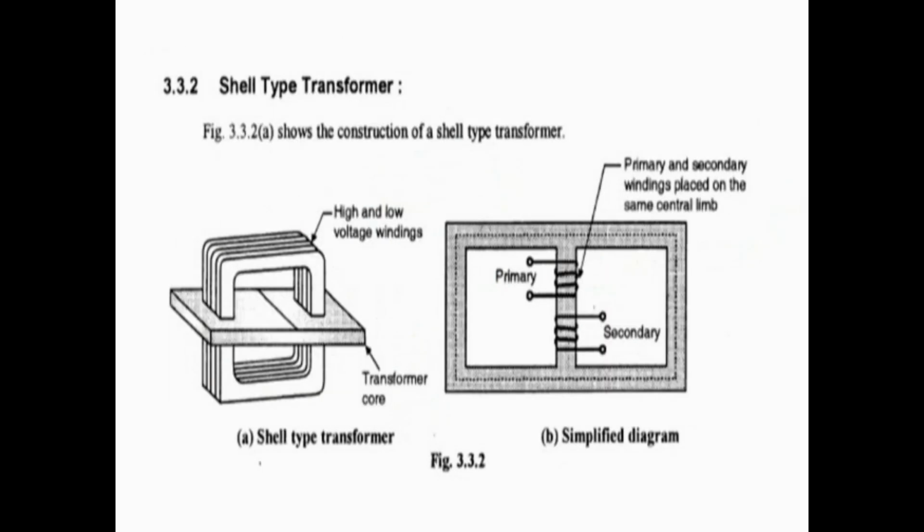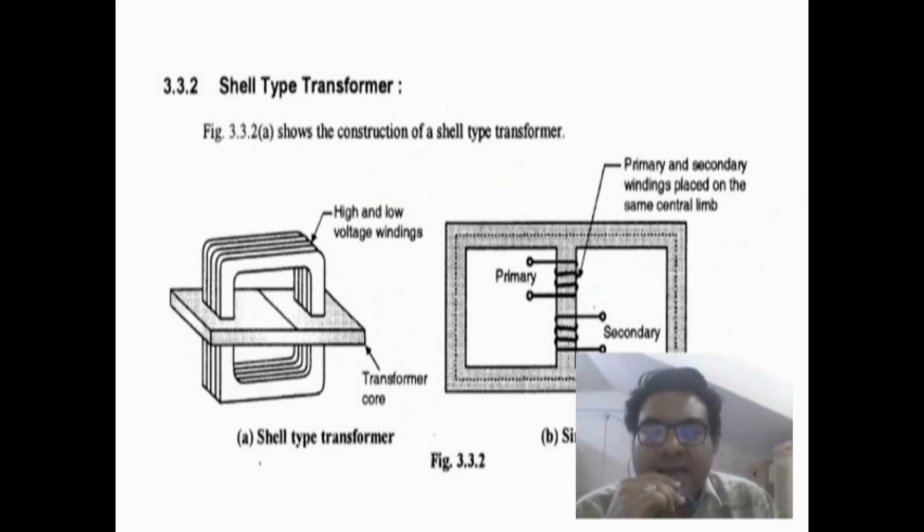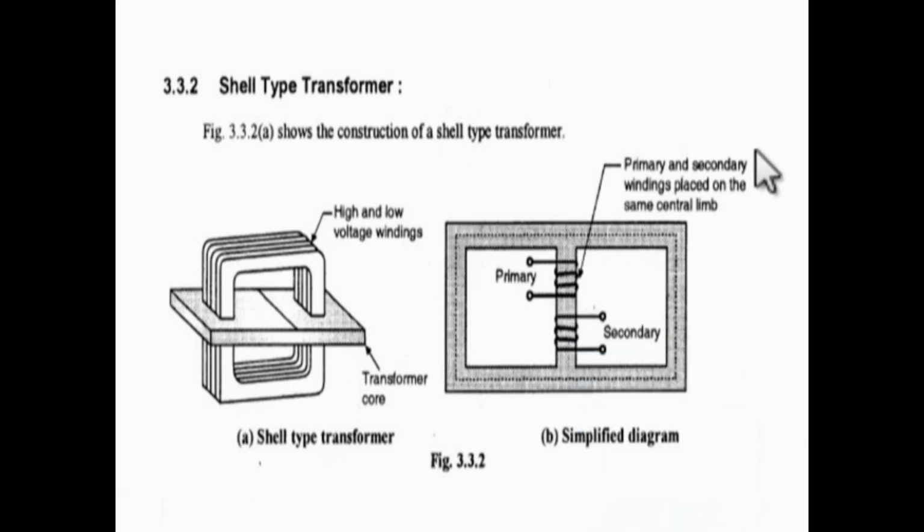But in the case of shell type transformer, you see guys, here is the construction of a shell type transformer. So you see here, this is a rectangular core, but the core is E and I type. This is the combination of E and I type. So basically the core section is different from the core type transformer, and here windings will be wound on the central limb. So here there are three limbs: this is the first limb, this is the central limb or second limb, and this is the third limb.